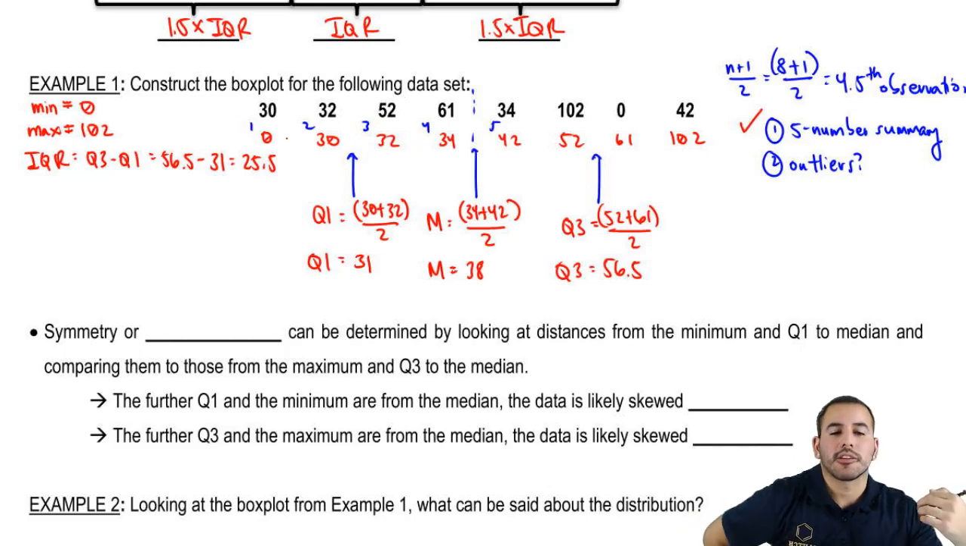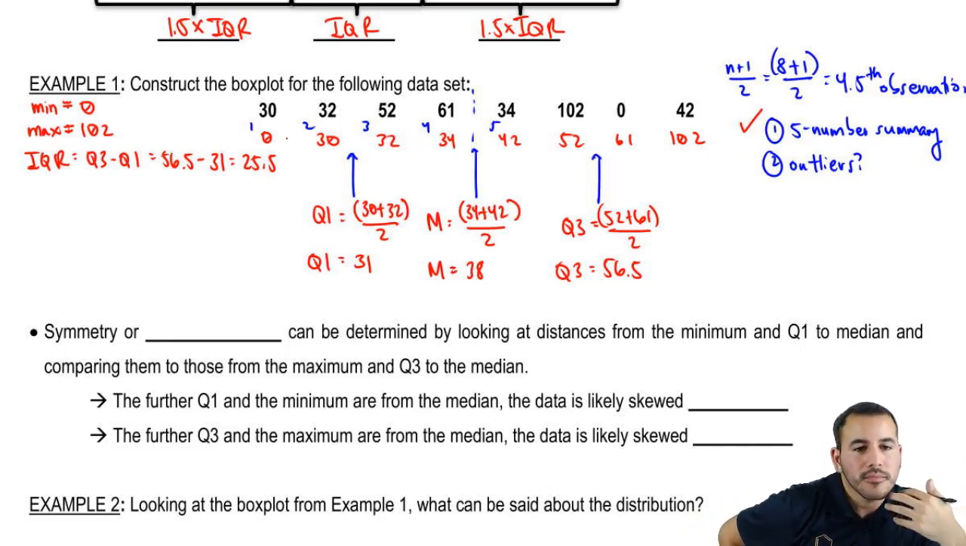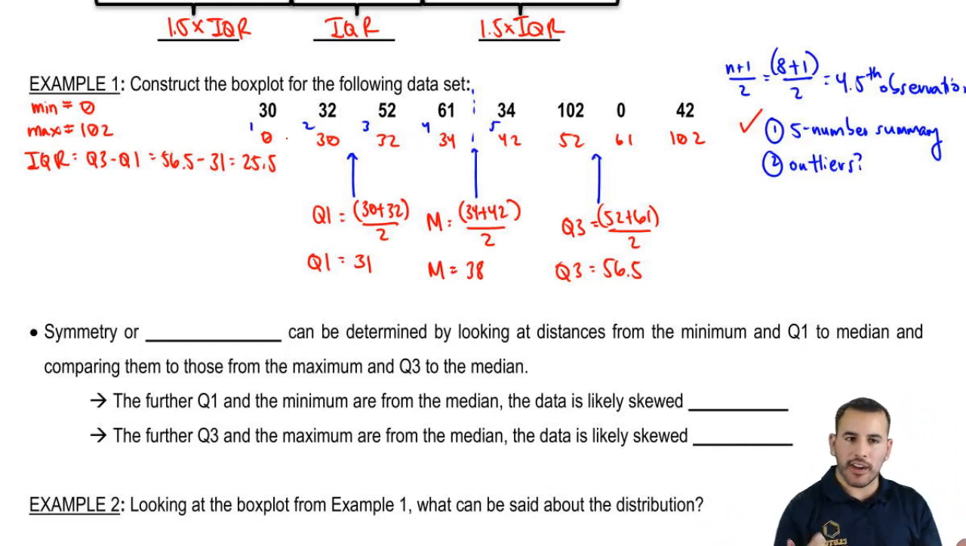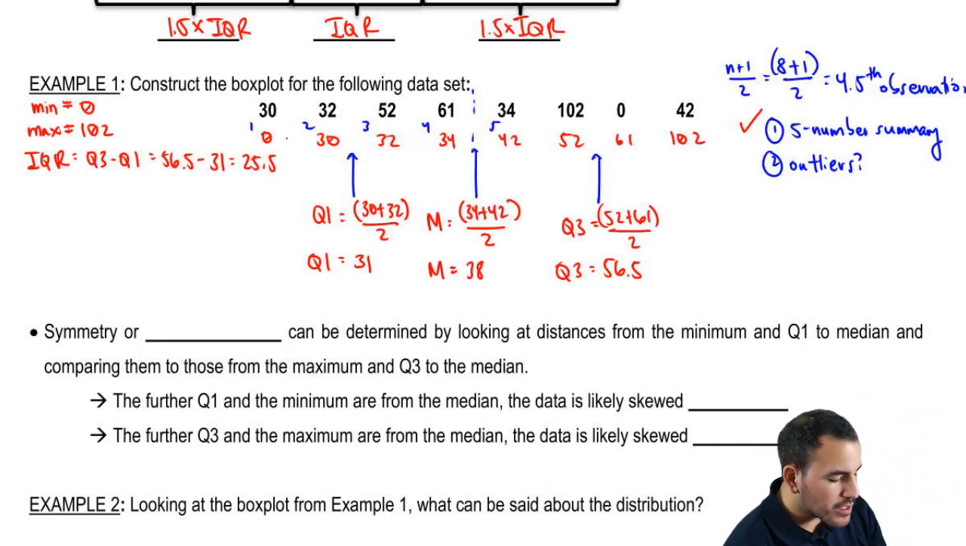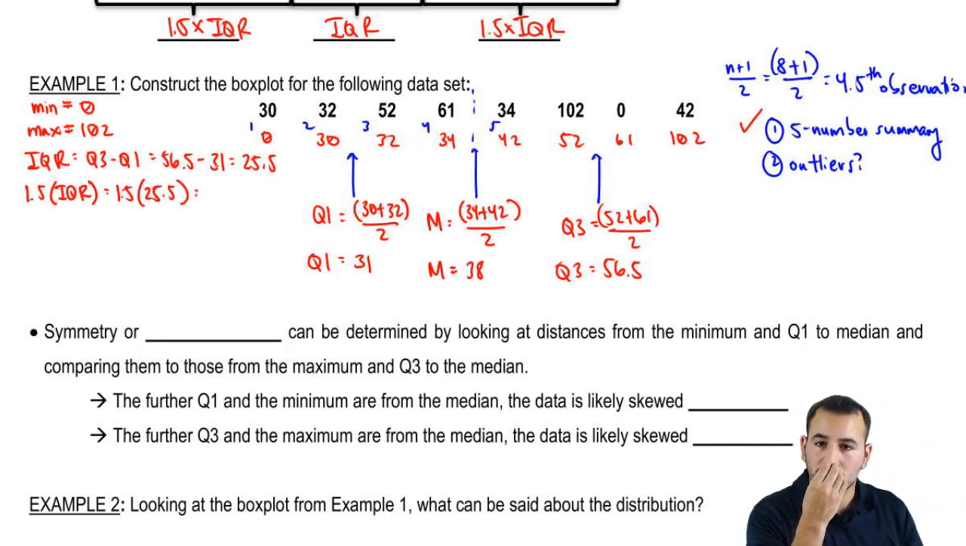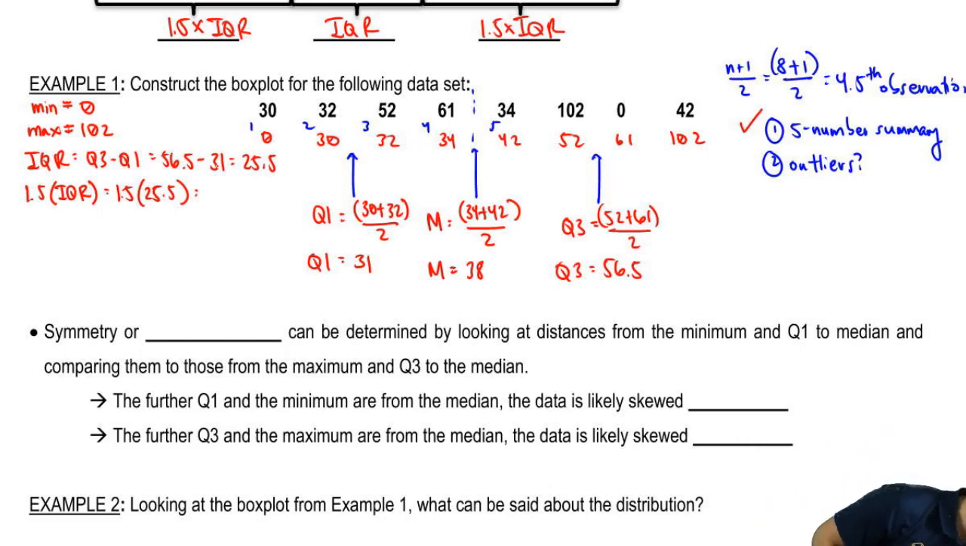What did we do with that in order to determine if there were any outliers? We multiplied it by 1.5. Good job. So it's 1.5 times the interquartile range. So it's 1.5 times 25.5. And that gives us... I don't know.